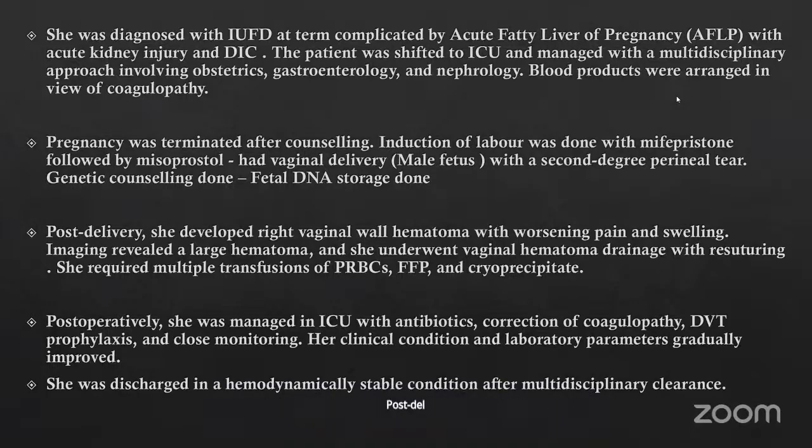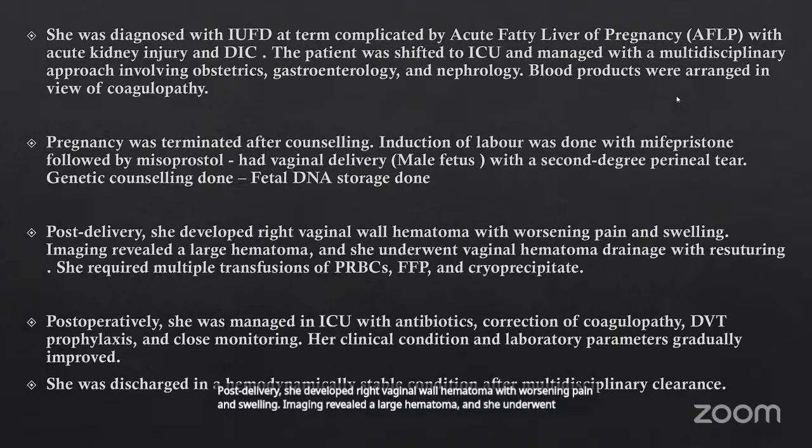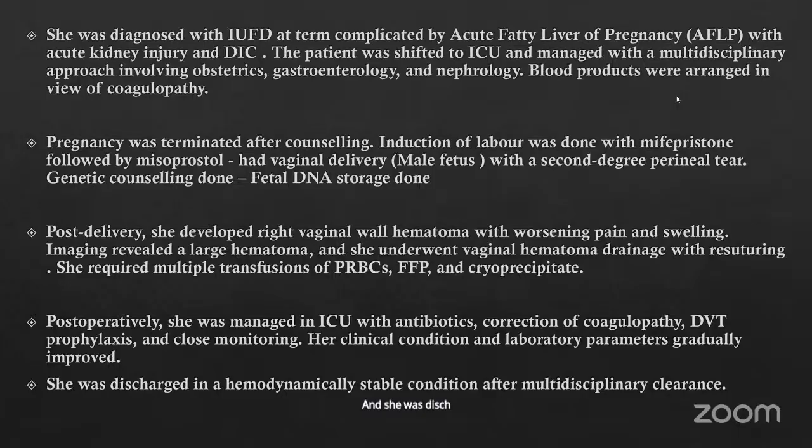Post delivery, she developed right vaginal wall hematoma with worsening pain and swelling. Imaging revealed a large hematoma, and she underwent vaginal hematoma drainage with resuturing. She required multiple transfusions of PRBC, FFP, and cryoprecipitate. And post-operatively, she was managed in ICU with antibiotics, correction of coagulopathy, DVT prophylaxis, and close monitoring. Her clinical condition and laboratory parameters gradually improved, and she was discharged in hemodynamically stable condition with multidisciplinary clearance. She was in the hospital for a total of 11 days.